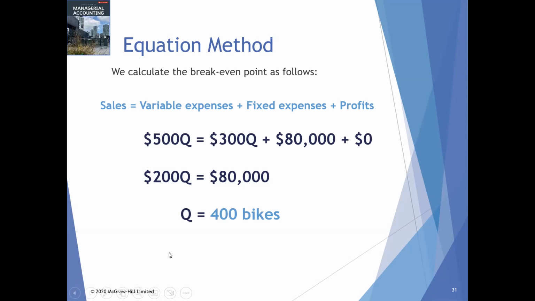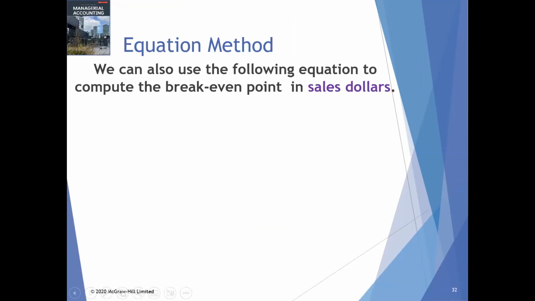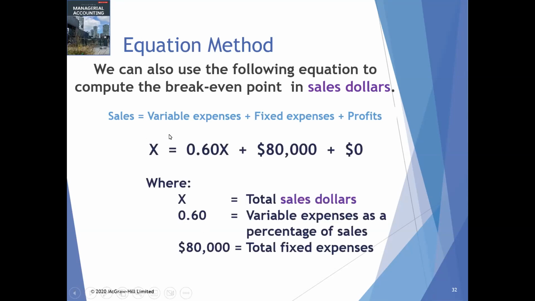Right. So now we can also use the following equation to compute the break-even point in sales dollars. Like this, the sale is equal to variable cost plus fixed expenditure plus profit. So just like this, 0.60x is the variable expenditure that we know, 60% that we saw on the previous slide, plus 80,000 plus 0, where x is what? X is the total sales in dollars, because x here is the dollar amount.